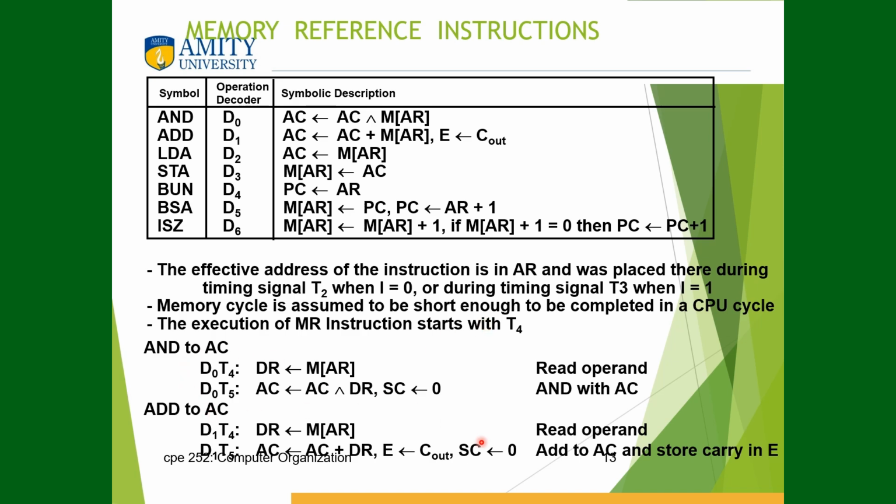These are certain examples of how execution takes place. We can see that it's from D0 to D6. That is because D7 cannot be there. If it were D7, it would have been a register reference or an input output reference. Hence we have operations from D0 to D6.